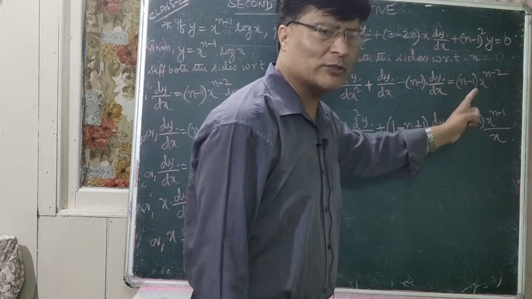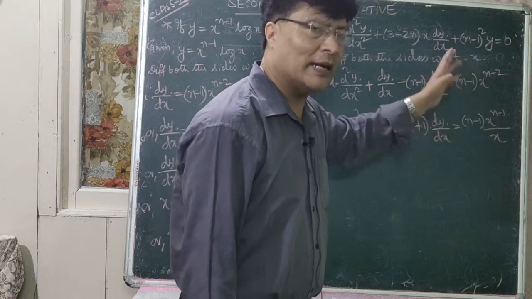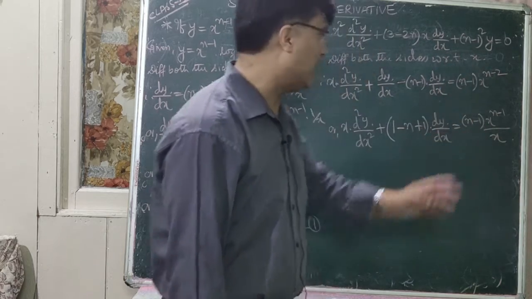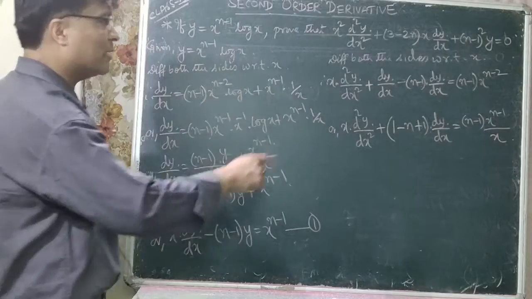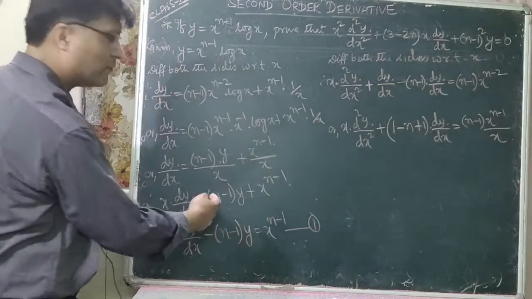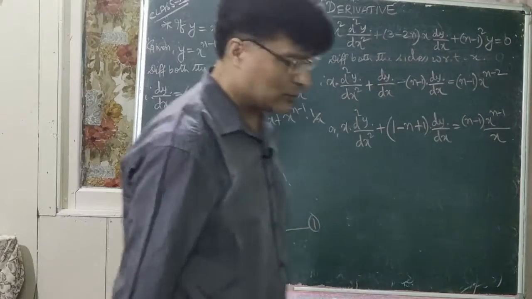X to the power n minus 1 into x to the power minus 1, and x to the power minus 1 becomes 1 by x. Okay, so that we can put the value for x to the power n minus 1 from here. Is that clear? So you can copy it.